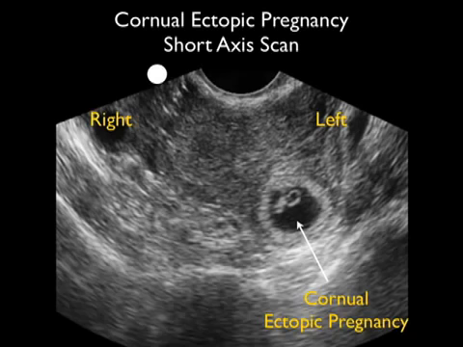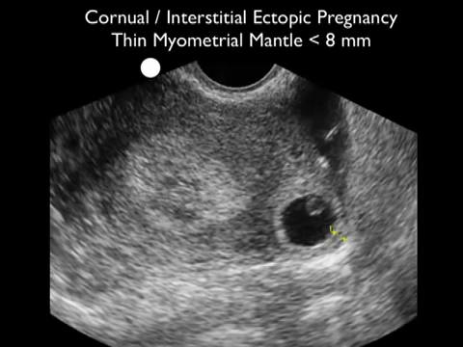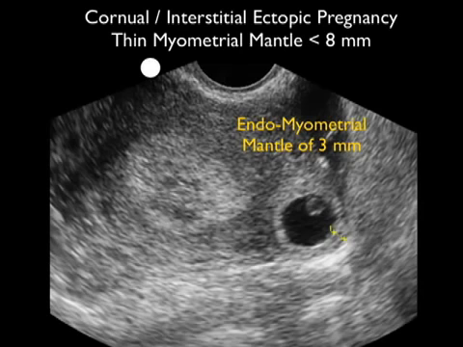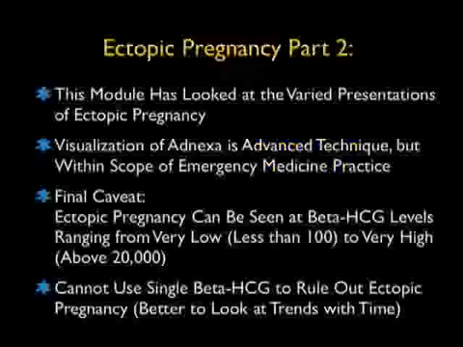And we see that it's located off to the side, way out to the left cornua, with a very thin myometrial mantle. If we actually put the calipers down and measure the myometrial mantle, we find it's very thin at 3 millimeters, defining an abnormal pregnancy. A normal pregnancy should have a myometrial mantle greater than 8 millimeters. Now this is a bicornuate uterus, so this is a cornual pregnancy. In a normal uterus, this would be known as an interstitial pregnancy.